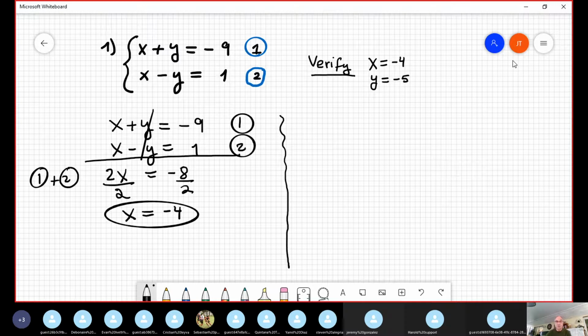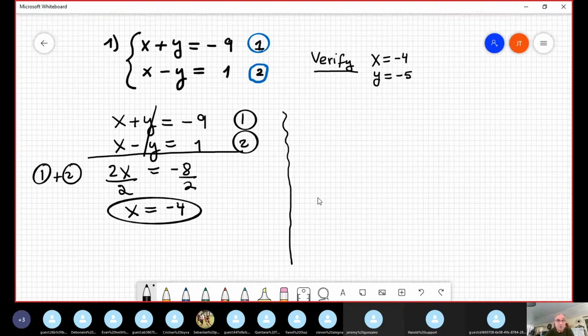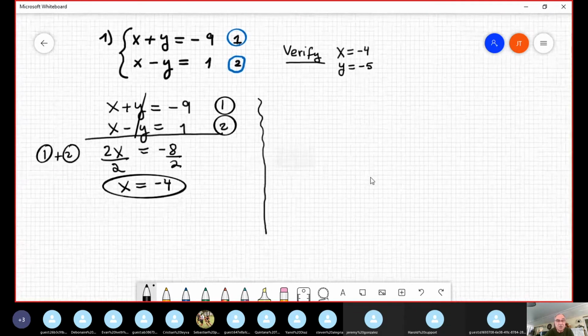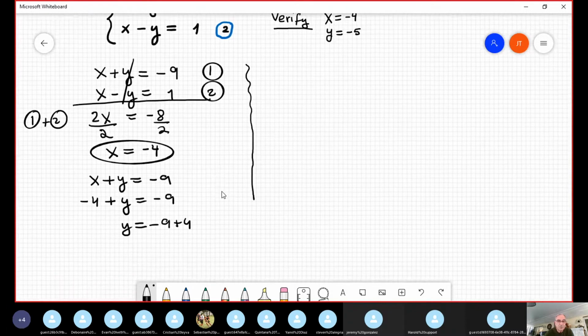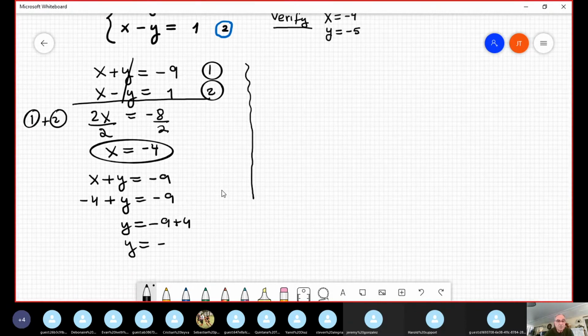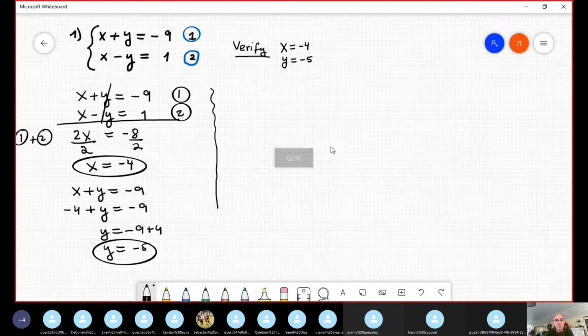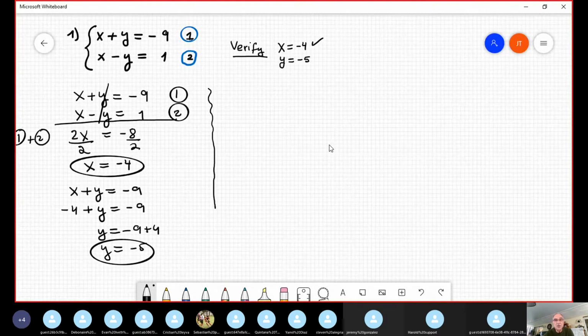Now, in order to find the y value, you select either equation. I don't know why I select the first one, but I suppose it's easier. In my paper, I select the first one, x plus y equals negative 9, but I know that x is negative 4, plus y is negative 9. Isolating y, it is negative 9 plus 4, which is negative 5. Y is negative 5, corresponding perfectly with the solution given at the beginning: x is negative 4 and y is negative 5. This is good because it's too easy. It's 2D. If it's 3D, it's more complicated.